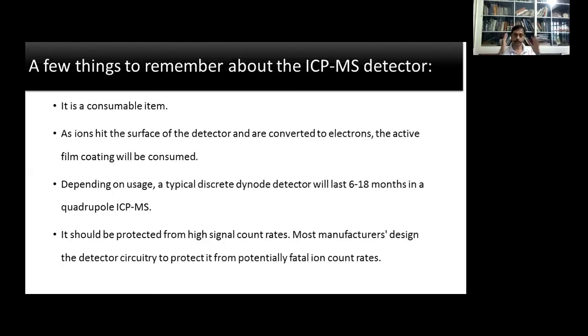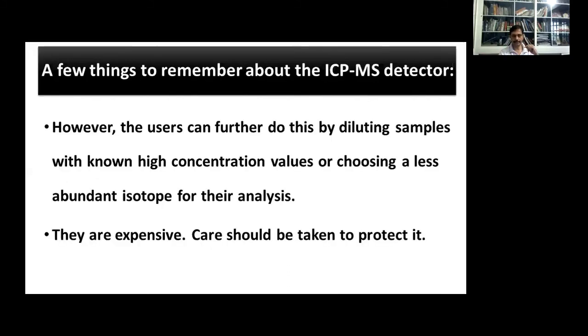It should be protected from high signal count rates. Many of the manufacturers have designed the detector in such a way that its circuit may break when there is a high flow of signal count rate. Otherwise, it may prove fatal to the detector. However, the users can further protect it by diluting the sample.